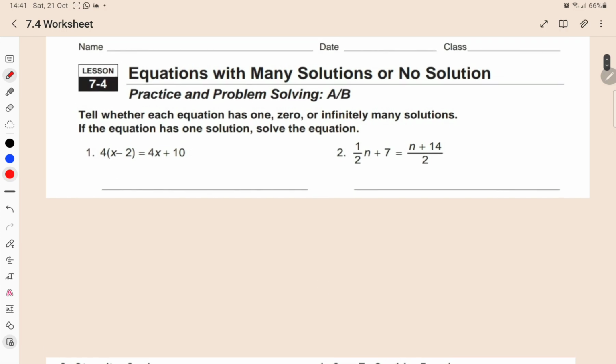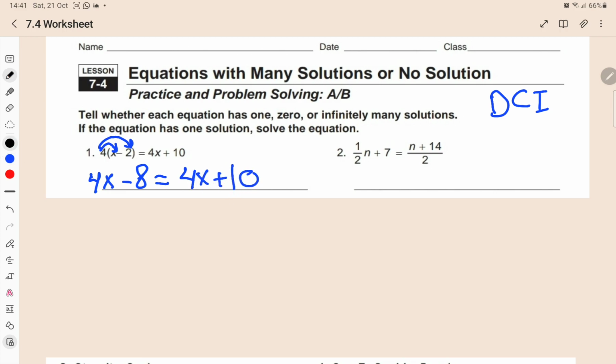Question number 1 in the extra practice worksheet, in the homework sheet. So now let's multiply. 4 times x is 4x minus 4 times 2 is negative 8. 4 times 2 is 8, so it is negative 8. I distributed. Whenever I see any question, we use the DCI rule. Distribute, combine, inverse. So 4x minus 8 equals 4x plus 10.